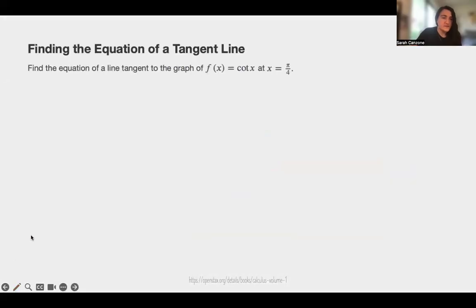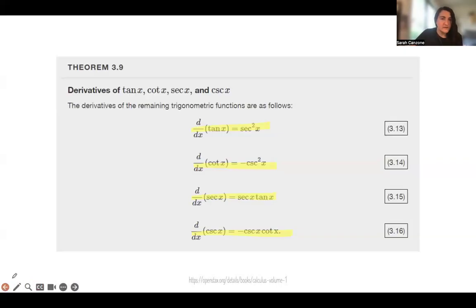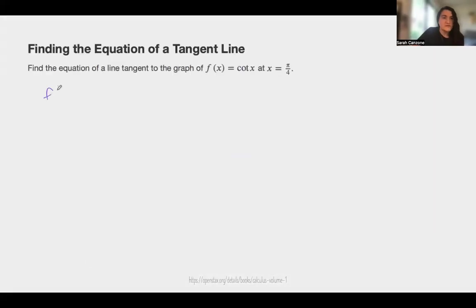All right, now let's do a little bit of an application. Find the equation of a tangent line to the graph of f of x equals cotangent x at x equals pi over 4. Now that we've already discussed what the derivative of cotangent is, I'm not going to ask us to reproduce the derivative every single time. From the slide before, the derivative of cotangent is negative cosecant squared of x, so we can just use that. So f prime of x is negative cosecant squared of x.